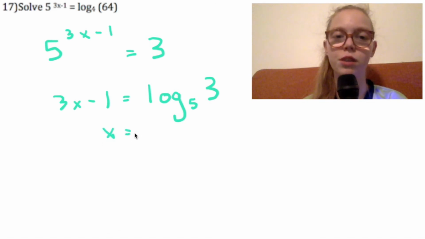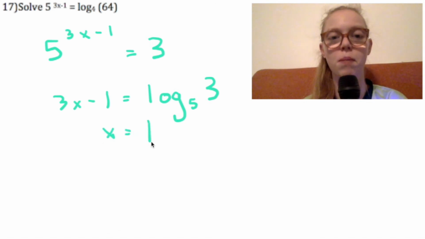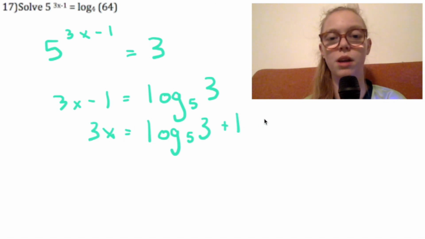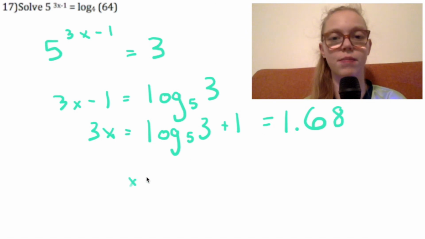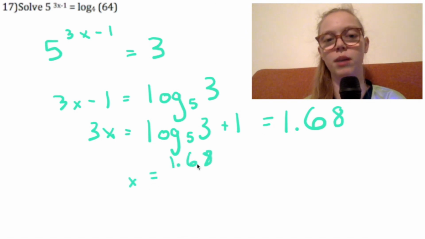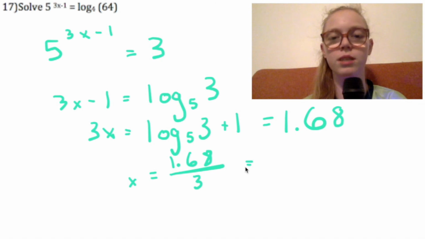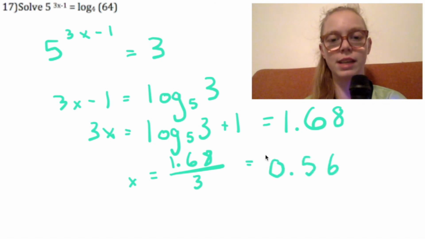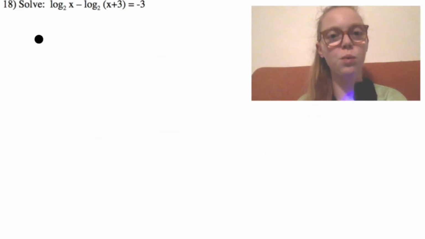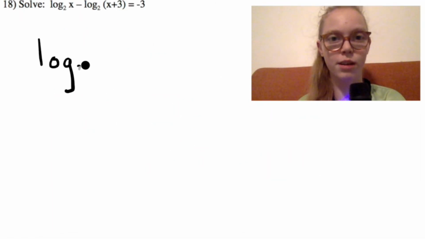Now, you're going to have to use your calculator to evaluate this, but 3x is going to be equal to log base 5 of 3 plus 1, and that's going to be equal to 1.68, because log base 5 of 3 is about 0.68. Divide both sides by 3, and we are going to get 0.56 as the answer.